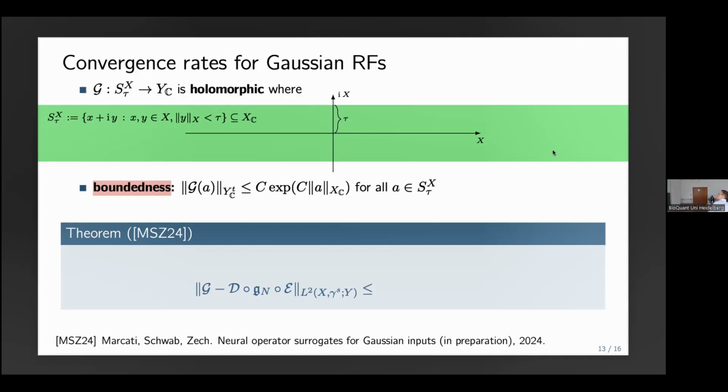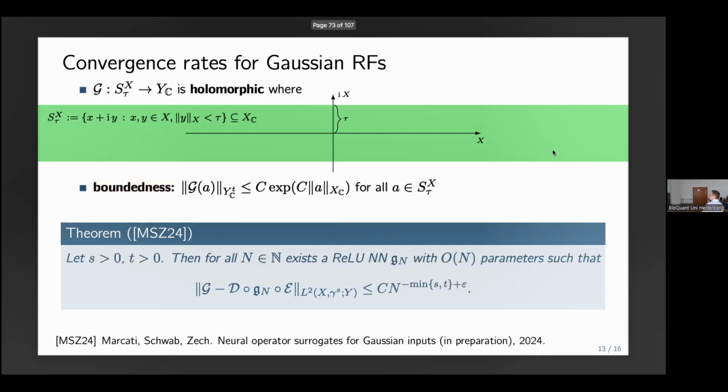Okay. And the second assumption is also similar as in the first part. It's a boundedness. I assume that G of A belongs to the space YT. So again, telling me that I have a certain decay of the output coefficients. And additionally, there's some growth condition, but that's not so important now. And then we have the following theorem.